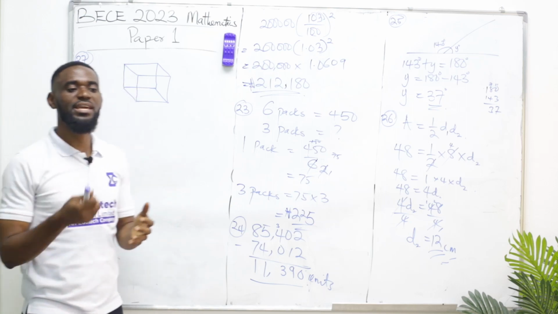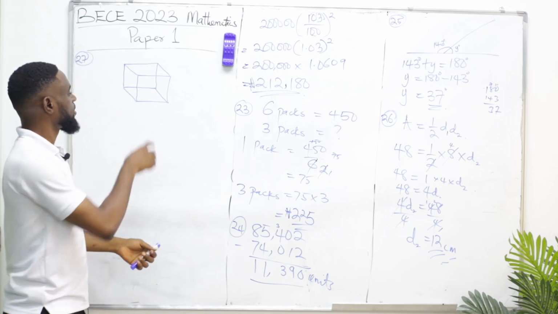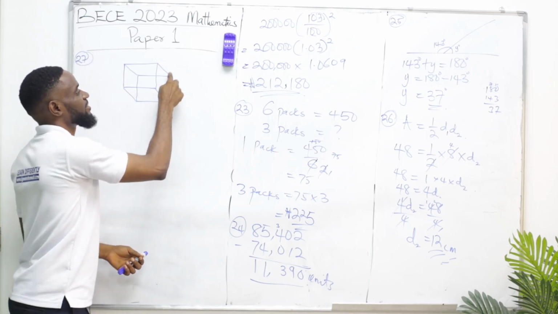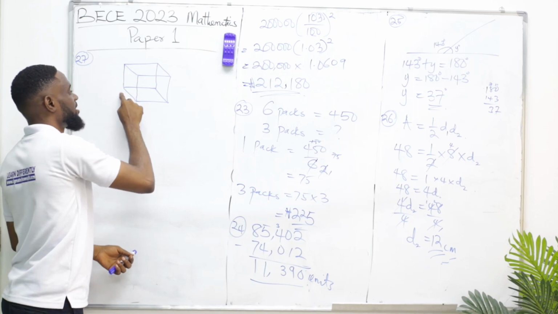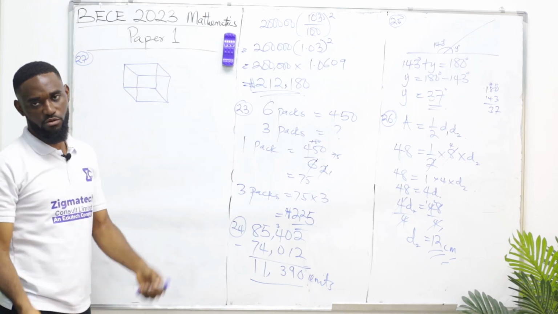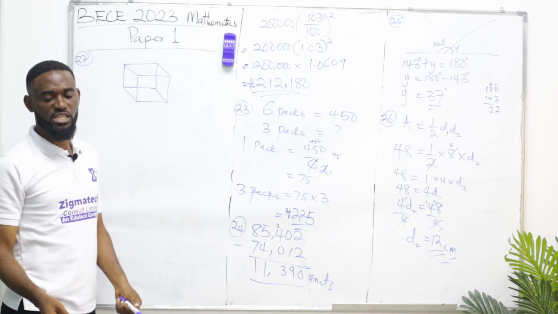So they're asking how many edges. Edges is simply the sides, or this side. How many are they in a cube? It is 12. But we are going to count it to see if it is up to 12.